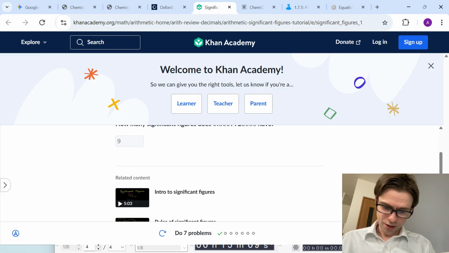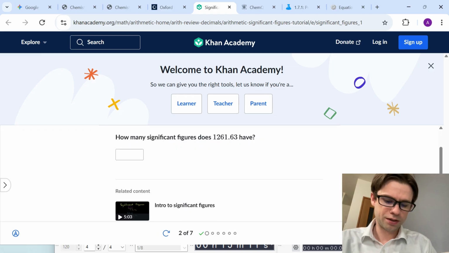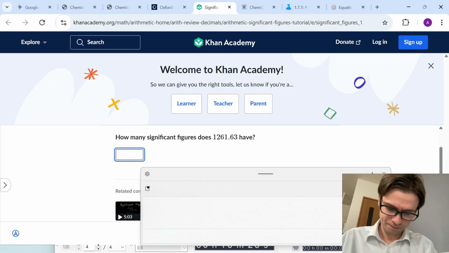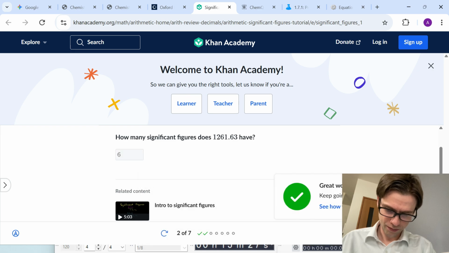Alright, can we move on? Next question, let's try another. How many significant figures does this number have? So this number doesn't have any zeros, so basically everything here will be significant. 1, 2, 3, 4, 5, 6. Got it?